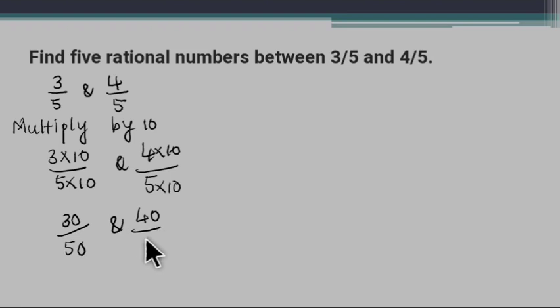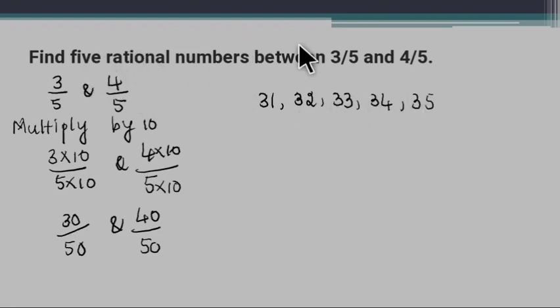into 10 is 50. Now you have to write the numbers that come between 30 and 40. Which numbers come between 30 and 40? 31, 32, 33, 34, 35. So here they asked for only 5.